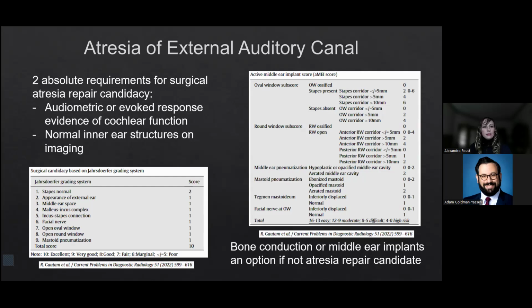You'll also note that there's only 2 absolute requirements for reconstructive surgery, one of which is having normal inner ear structures. So again, when we're reviewing our temporal bone studies for these patients, it's very important that we detect other potential anomalies in the inner ear because that will change the treatment plan for the patient. And then they also have to have some evidence of cochlear nerve function. So we'll often do MRIs in these patients as well, looking for presence of the cochlear nerve to sort of supplement this planning process.